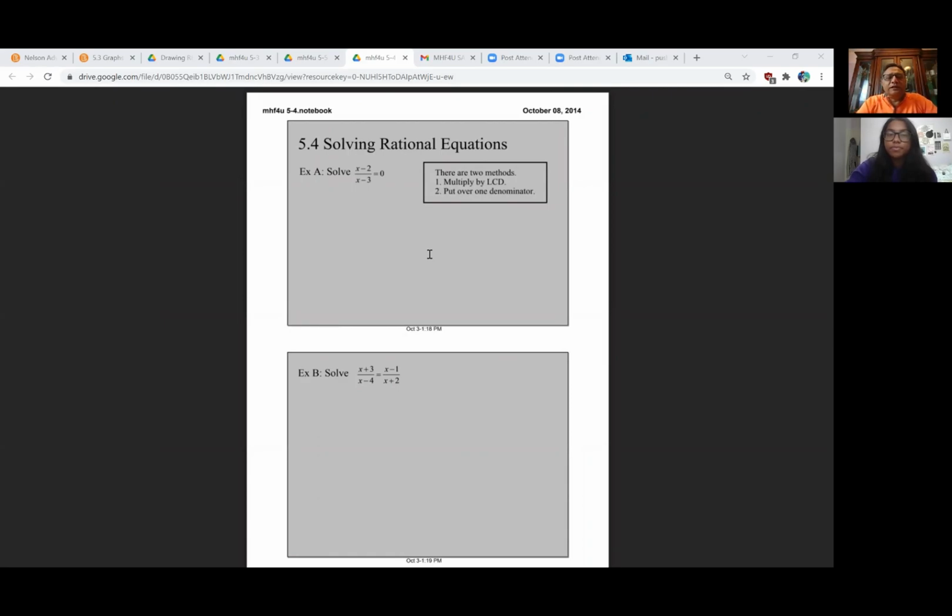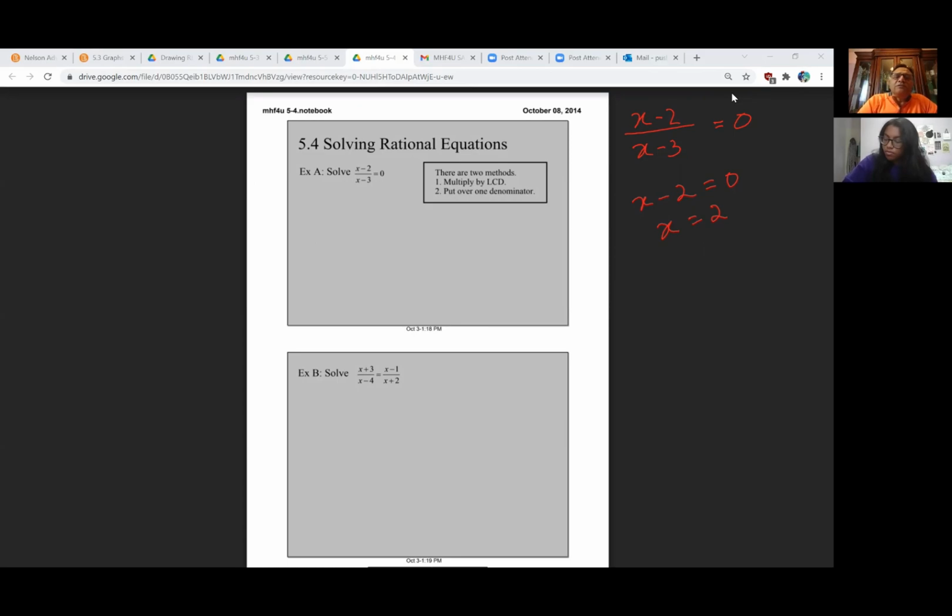Now, let me make you understand how we should solve rational equations, taking the two examples which you are sharing now with me. So the very first example here is x minus 2 over x minus 3 equals 0. Now to solve this, it is pretty simple because if you want something to be 0, the numerator should be 0, correct? Right. So clearly, we have x minus 2 equals 0, and the solution is x equals 2. Perfect. So that is how you could actually get the solution of this particular equation.